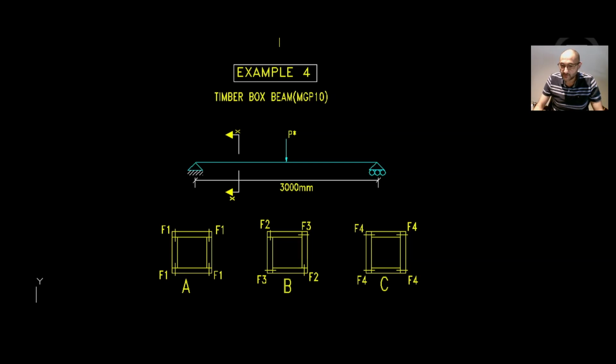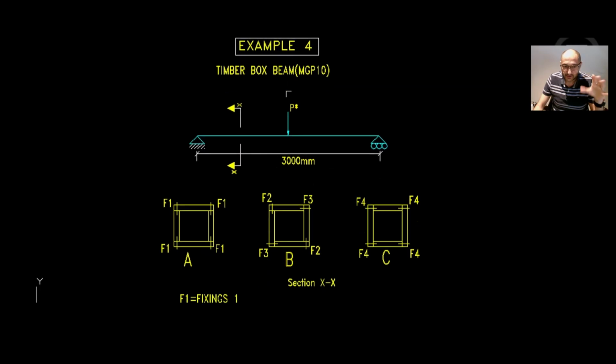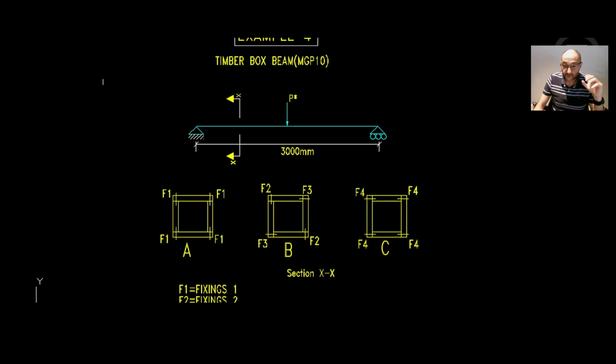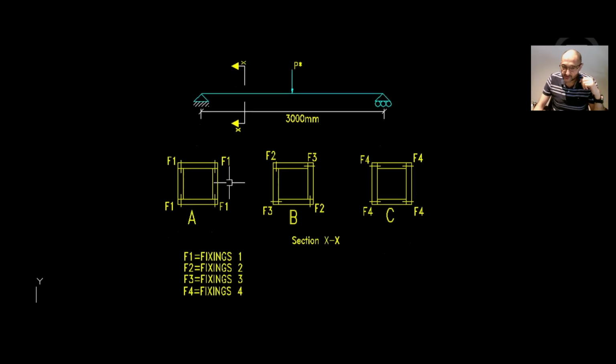Here we have a 3 meter long box beam with a point load in the middle, and it's a permanent dead load. The boxed up section is made up of 4 planks of wood, and the material is MGP10 in this case. Here we have 3 configurations of the boxed up beam, A, B, and C, and the aim of this presentation is to determine which fixing configuration provides the highest shear strength capacity.